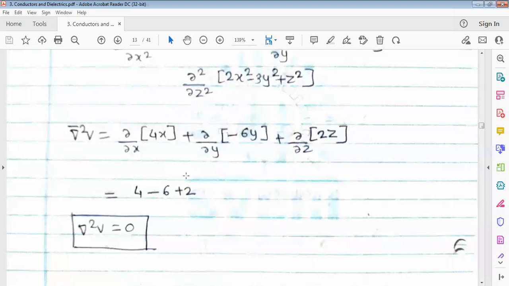If your answer is not equal to 0, and they are asking you about the Laplace equation, then your answer is wrong. Remember that.